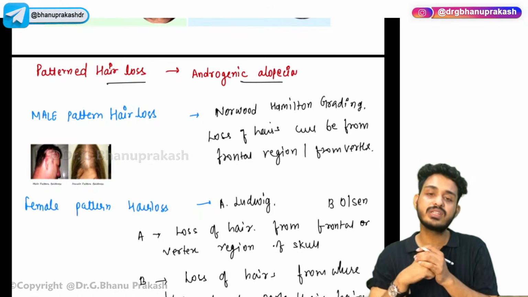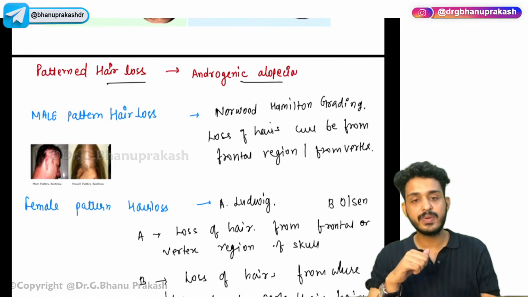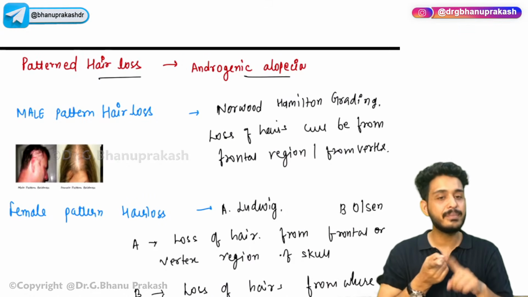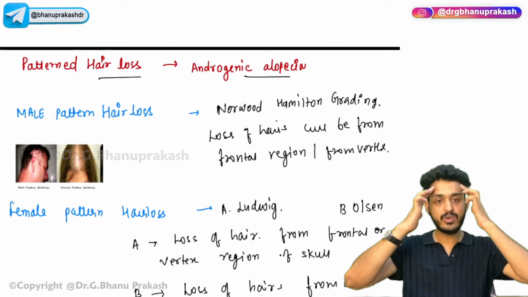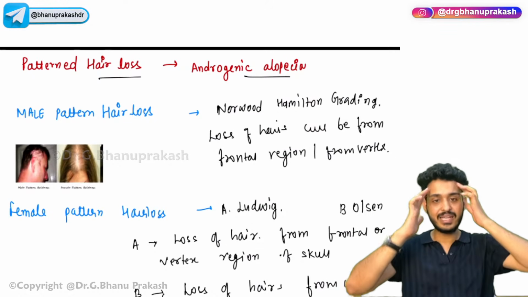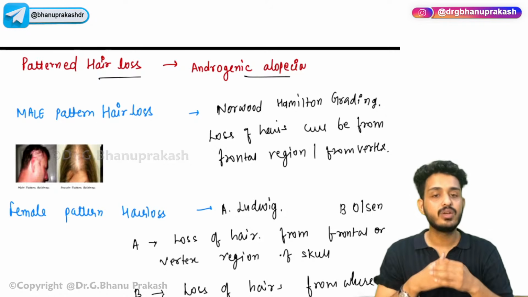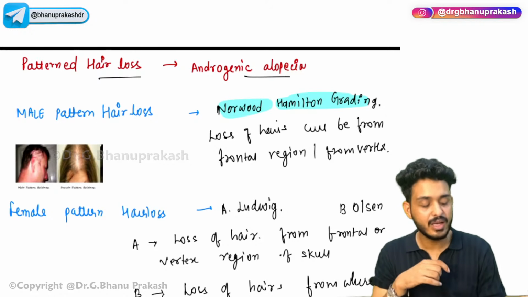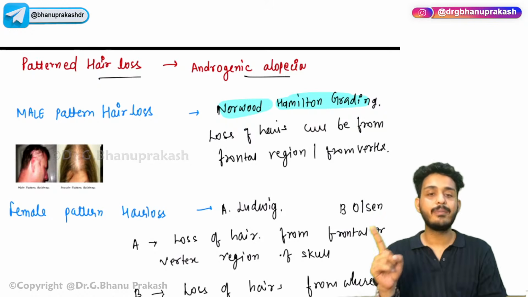We are having, first one is your androgenic alopecia. In androgenic alopecia, we are having two types of hair loss, one in the males. In the males, the hair will be going from this particular region, from the vertex or from here, right. So that is known as Norwood Hamilton grading. This type of grading system that we are using for men is known as Norwood Hamilton grading.